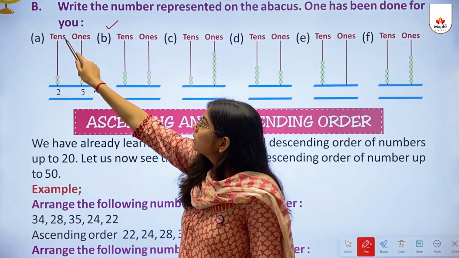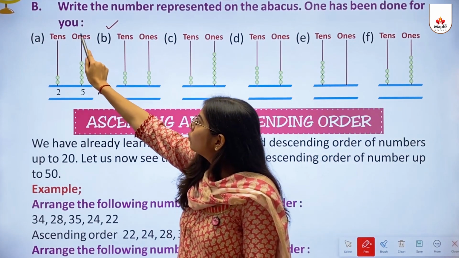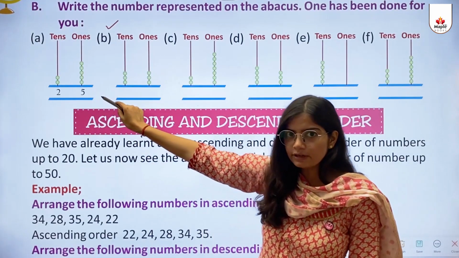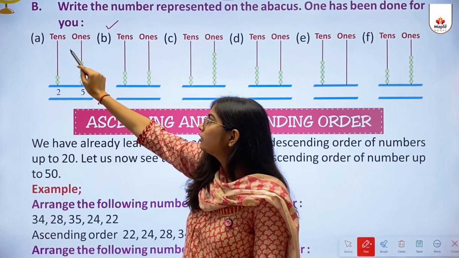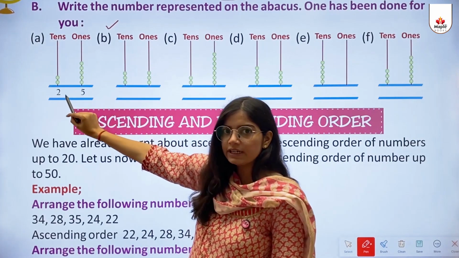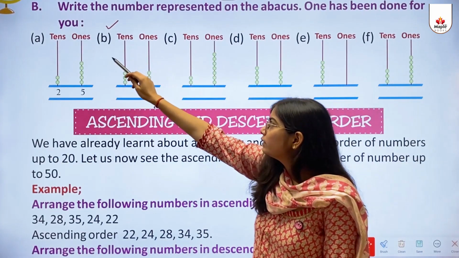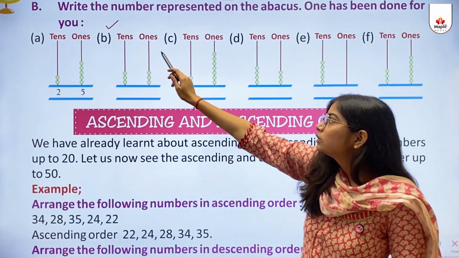A, we have ones here, which is 1, 2, 3, 4, 5. That's why we have written 5. And under tens we have 1, 2, 2 beads. That's why the whole number is 25. Okay. Then we'll do the B part.